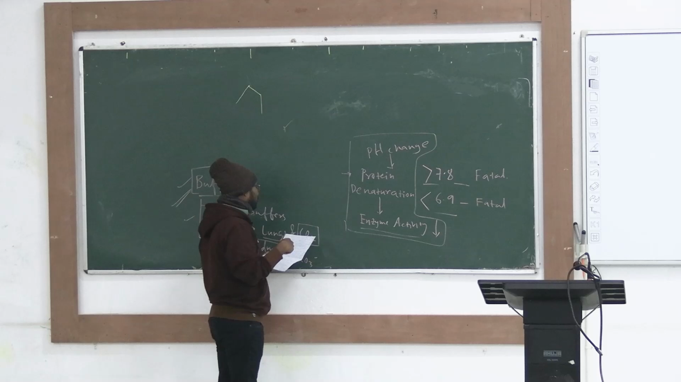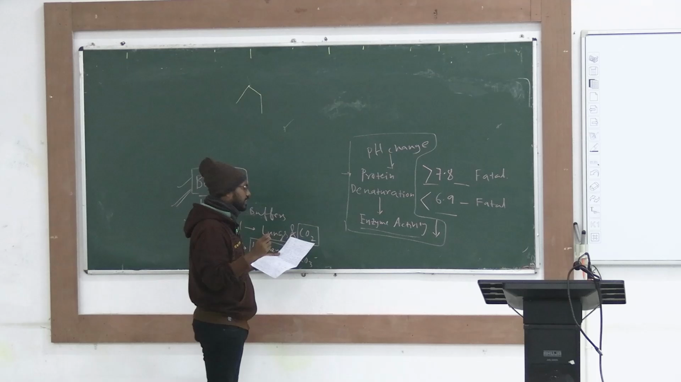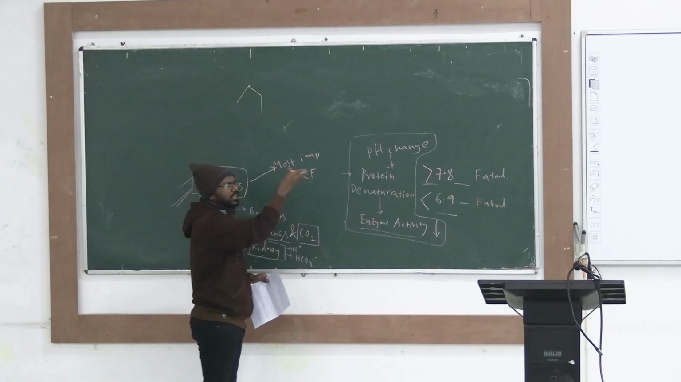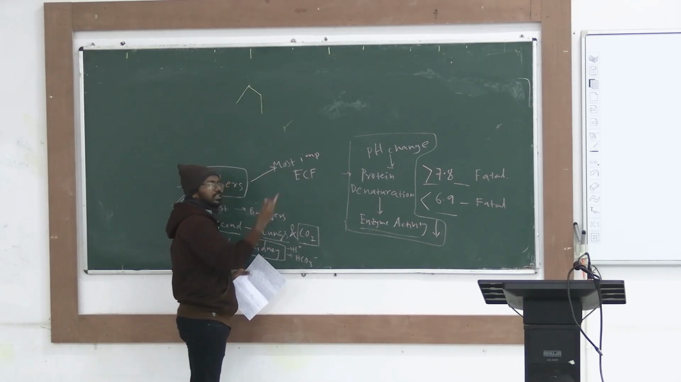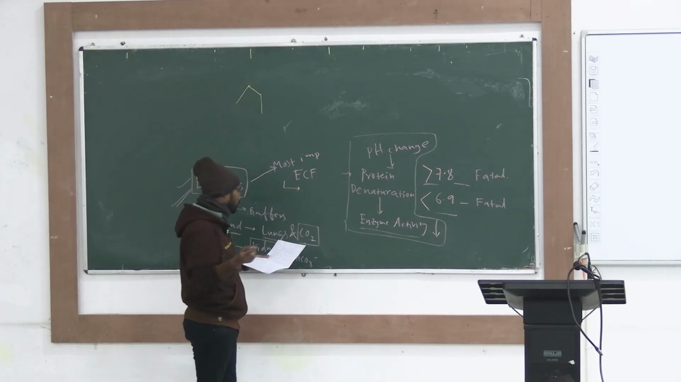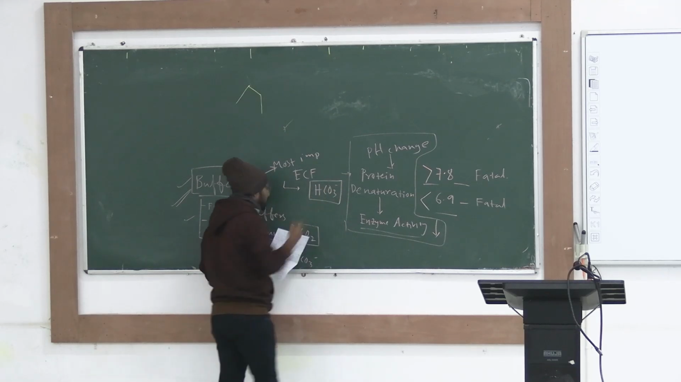Now a most important short question: the most important buffer in extracellular fluid. Extracellular fluid means the things we discussed, interstitial fluid and the blood or plasma volume. I already taught in the previous day that ECF equals this plus this. So the most important buffer in ECF is bicarb.